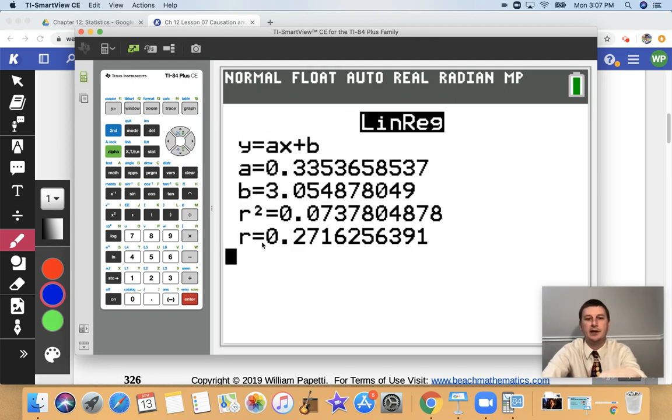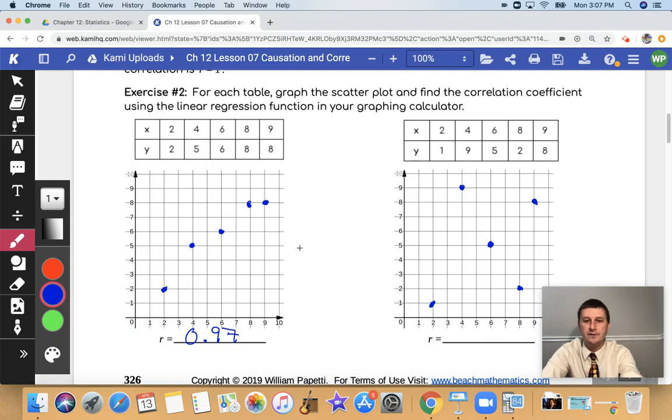So now you see that the R value is significantly less. We have an R value of a positive 0.27, which is very, very weak of a relationship. So we have 0.27 for our R value there. And that's an idea of the graph of what a 0.27 correlation looks like compared to an R value of 0.97 in the first part.